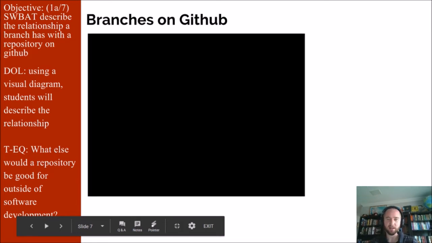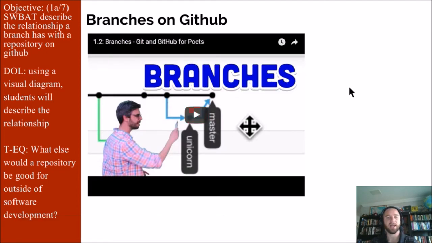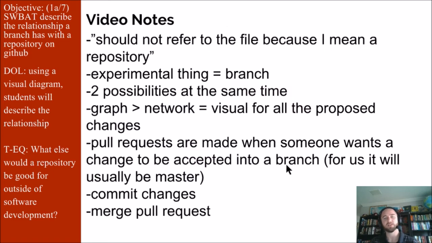Okay, this guy, again, does a much better job than I can in explaining how branches work, so I'll have you watch that. Some notes I took while watching his video: we should not refer to files in Git on GitHub, because every type of file has its own name, okay? Repository is the largest file, right? And then you have other smaller files within that, and then even within that file, that's where you start having your branches.